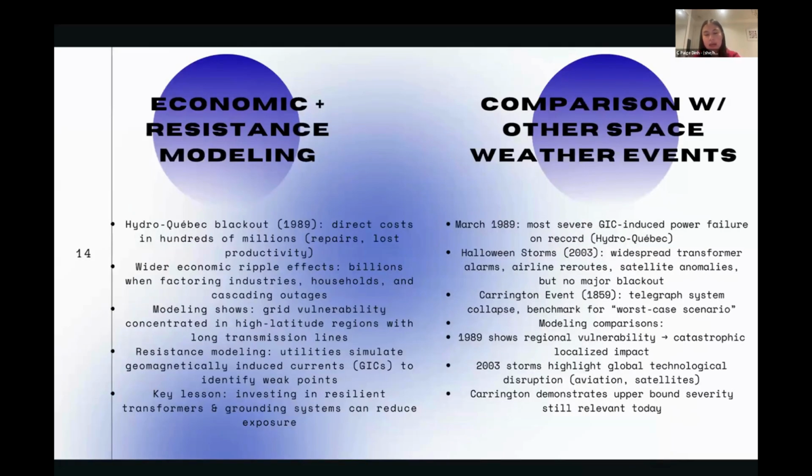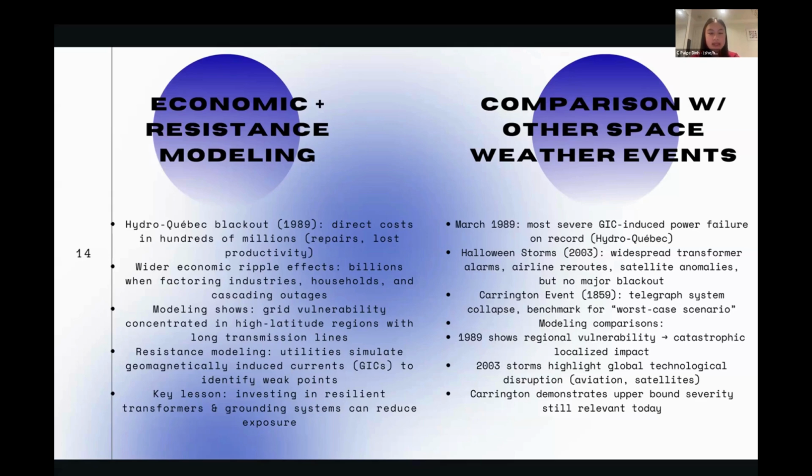Okay, next up, the Hydro-Quebec blackout remains a defining case because it put a concrete economic price tag on space weather. So hundreds of millions in direct losses and billions when ripple effects are considered, because nobody in Quebec or in the northern United States had access to any sort of power for 9 hours. So economic modeling emphasizes that utilities in high latitude regions with longer transmission lines, like phone poles and such, were at risk, and resistance modeling using GIC simulations helps identify these vulnerabilities.